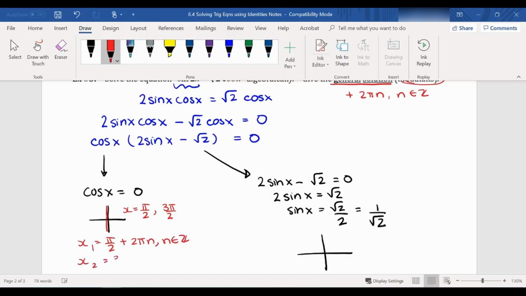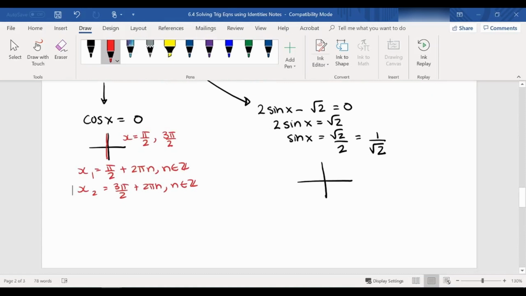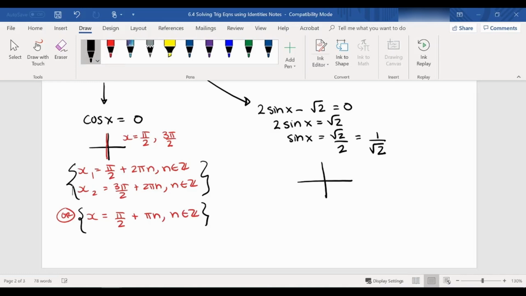or if you'll notice, because these are 180 degrees apart or pi radians apart, we could write this as one giant answer that is pi over 2 plus pi n. Because to get from one to the other, we only have to add 180 degrees each time. Either answer is fine. The second one is considered a little bit more simple, but either one would work.